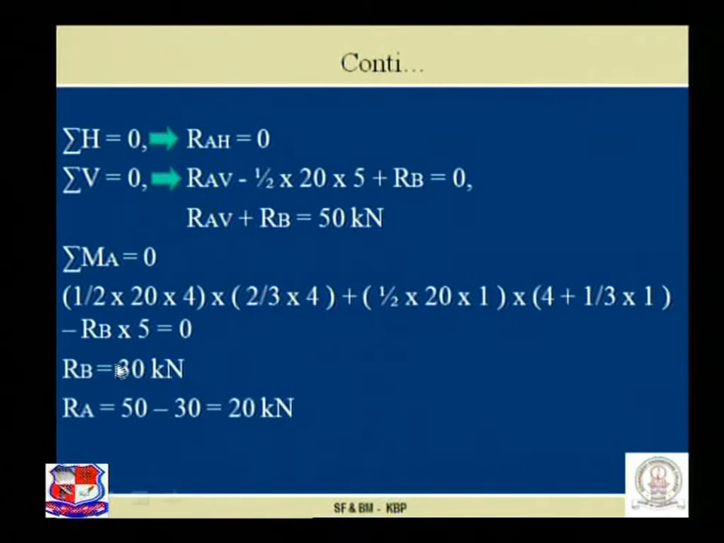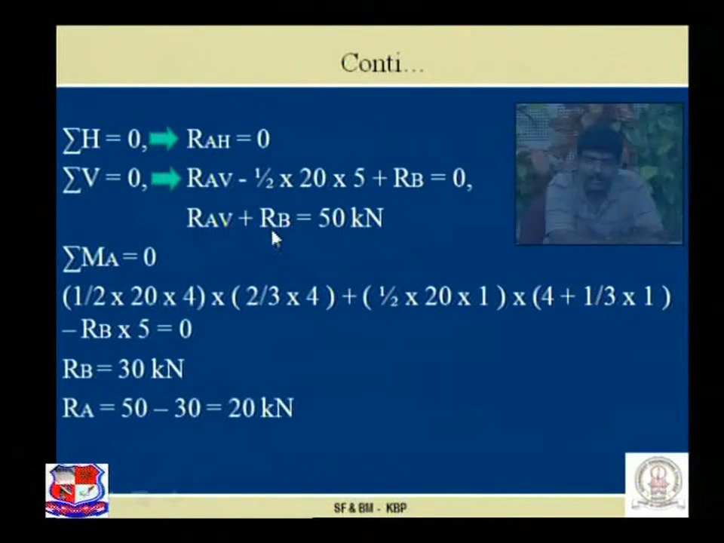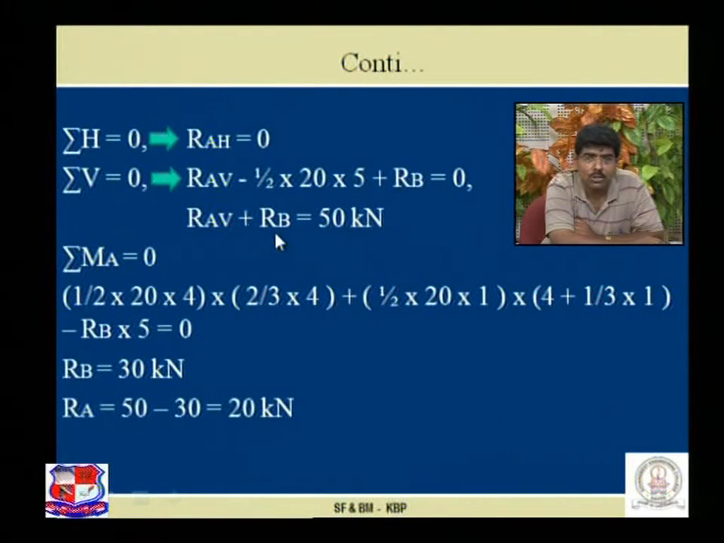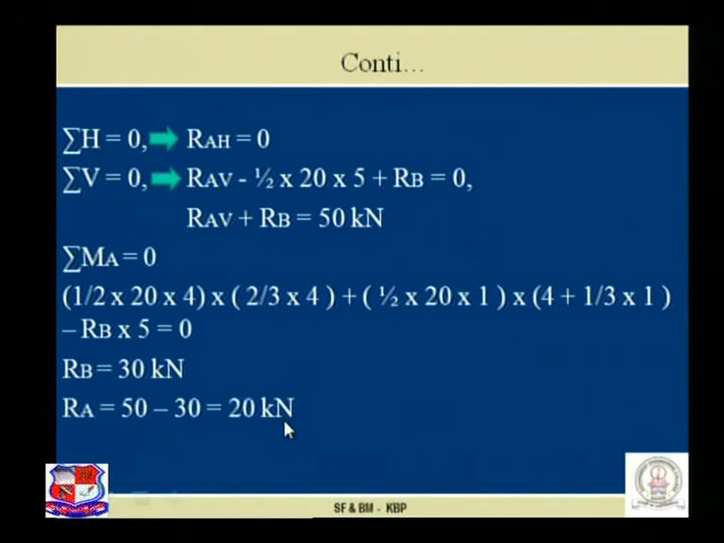We know the value of RB as 30 kilonewton. By replacing the value of RB in this equation, we achieve RAV is equal to 50 minus 30, which is equal to 20 kilonewton. So step number 1, that is the determination of support reactions, is over for us.